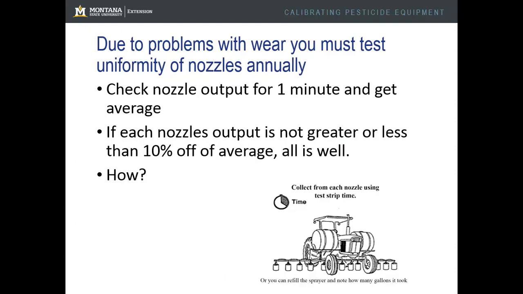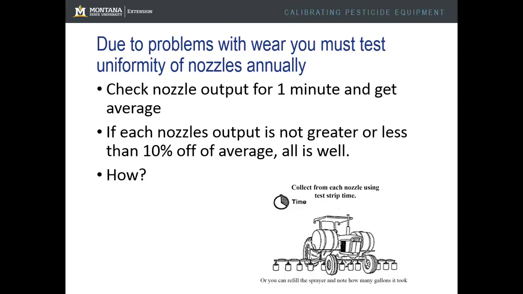The average nozzle flow rate across the boom can be estimated by checking each nozzle flow rate after 1 minute of use. This can be determined by placing containers under each nozzle and collecting liquid for 1 minute at the pressure that would be used while spraying.